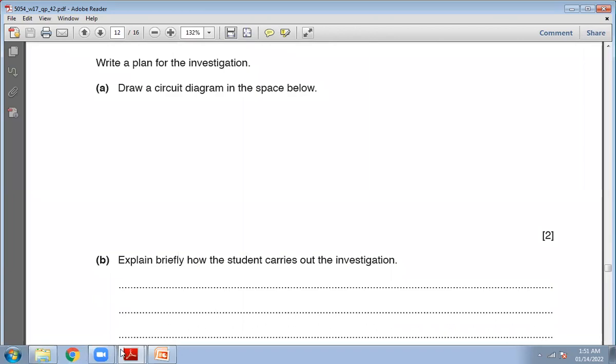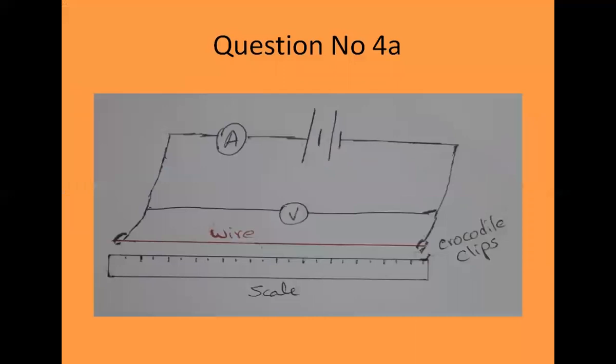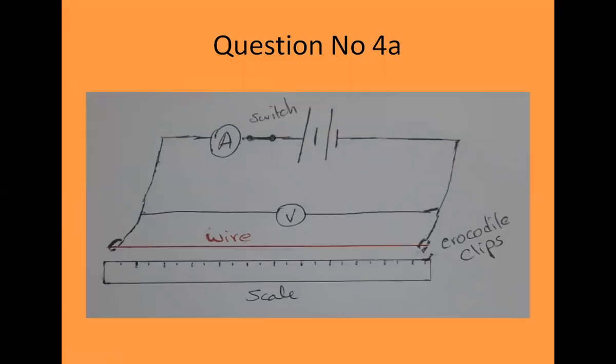With the plan for the investigation, draw a circuit diagram in the space below. Okay, so let me show you. I have done this. Here you can see I have drawn a circuit diagram. Here is the battery or the power supply. Here you will have a switch, and here you have an ammeter, and here you can see I put a voltmeter which is parallel to the wire. These are the crocodile clips, and I have shown here a ruler to measure the exact length of the wire which is being used.